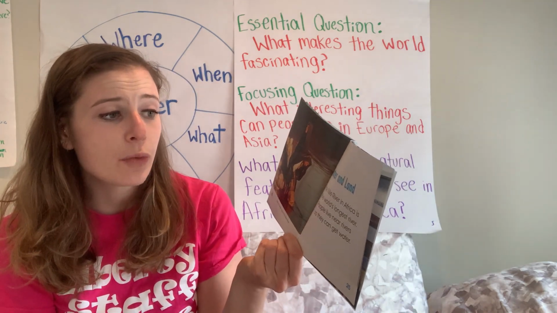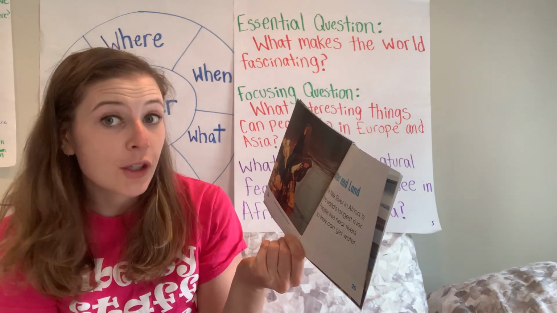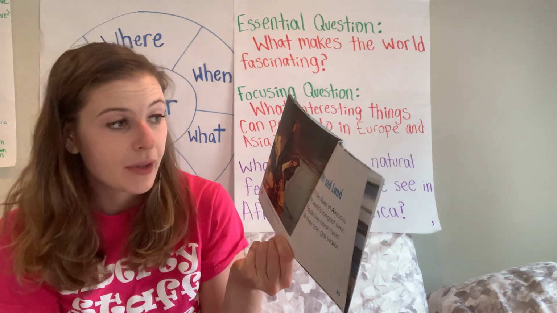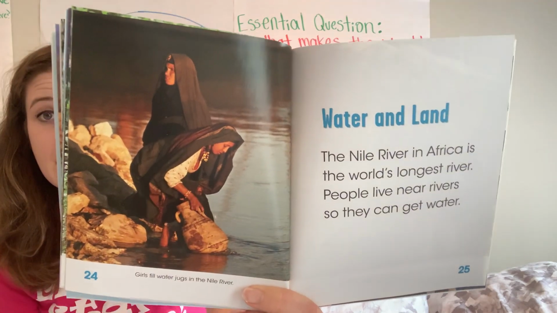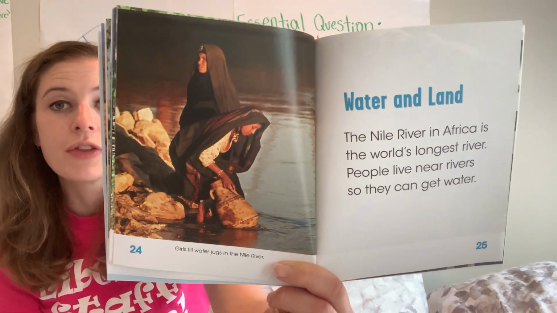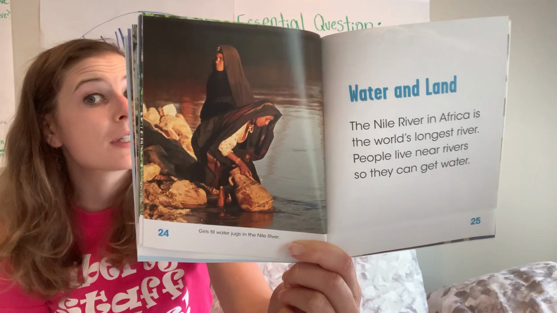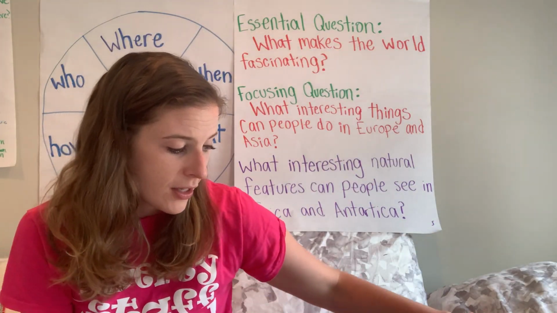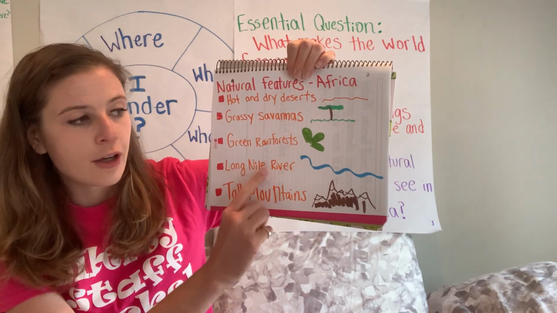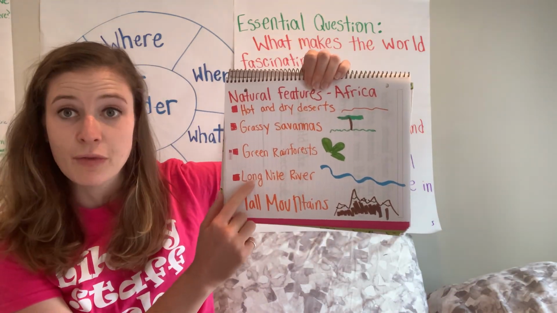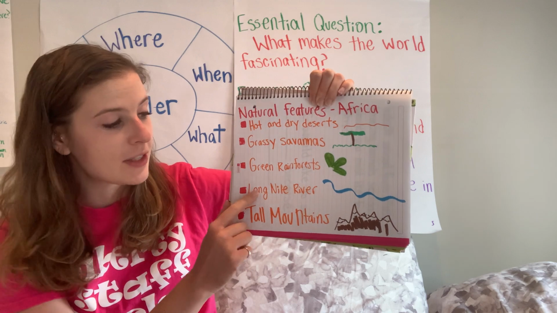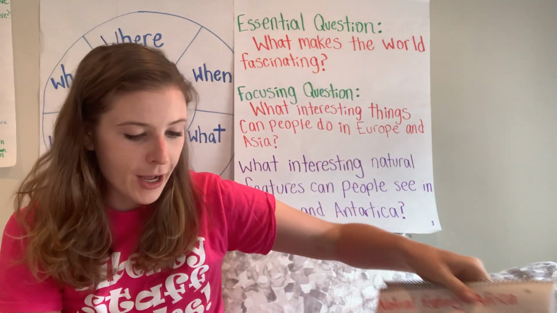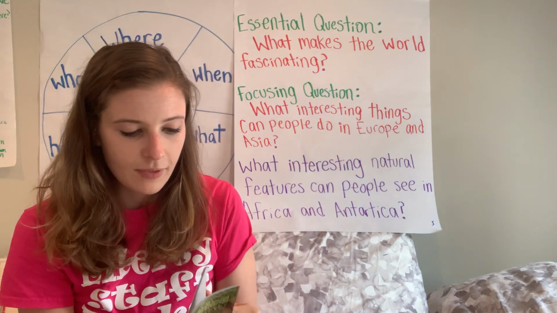So it says the Nile River in Africa is the world's longest river. People live near rivers so they can get water. So, wow, that's really neat. The world's longest river is called the Nile River, and it goes through several African countries. So I wrote down long Nile River. Long is that descriptive word. People also say adjectives. So long Nile River, and then I just drew a really long river to help me remember.